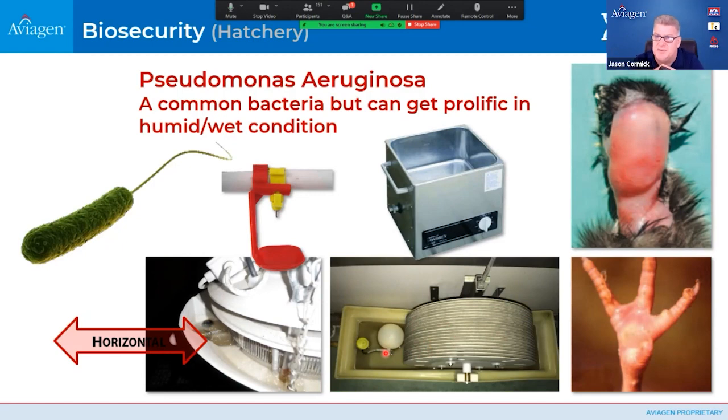A couple of examples: the top bird there was actually injected with vaccine that was thawed in a thaw bath that had Pseudomonas in it. What happens is, when you break the tip off the vial of vaccine, if a little drop of water goes into that vaccine, you've then contaminated it. And this is exactly what happened here. The other one is just on the foot, but it shows you what Pseudomonas can do.